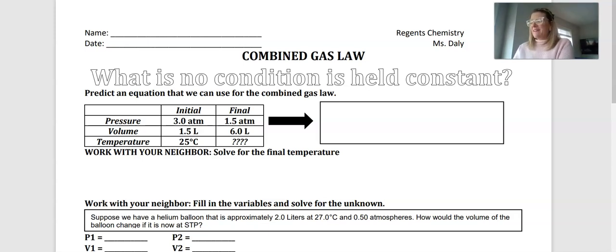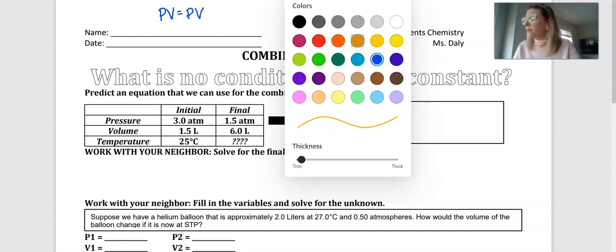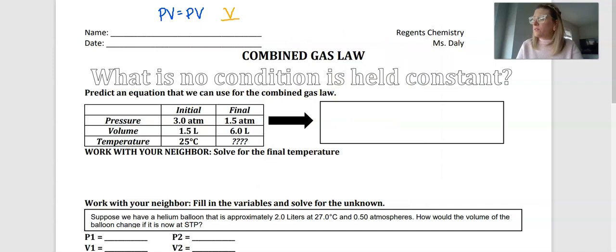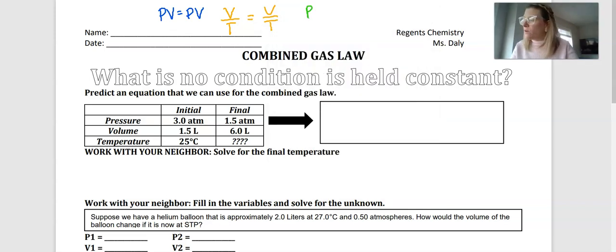Okay, welcome back. So if we take again our three laws, I'm going to write those all out at the top of the sheet here. We have PV equals PV, we have V over T equals V over T, and we have P over T equals P over T.